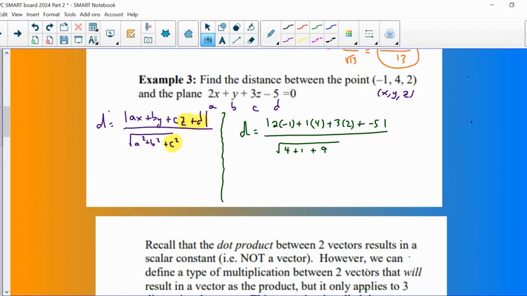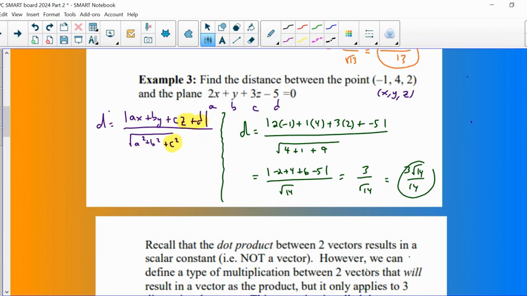So let's take a look at that numerator. We get the absolute value of negative 2 plus 4 plus 6 minus 5 over the square root of 14. So what is that? Negative 2 plus 4 is 2. 2 plus 6 is 8. 8 minus 5 is 3. So either 3 divided by root 14 or rationalize, 3 root 14 over 14.